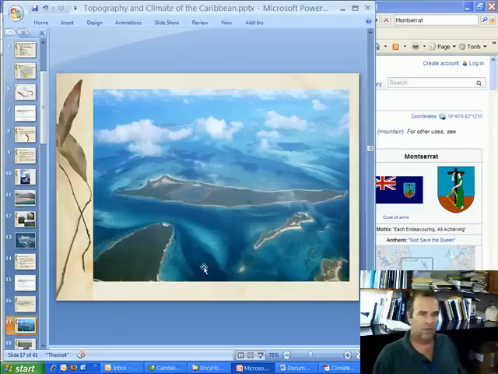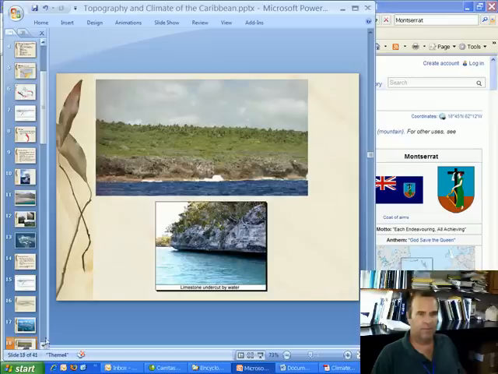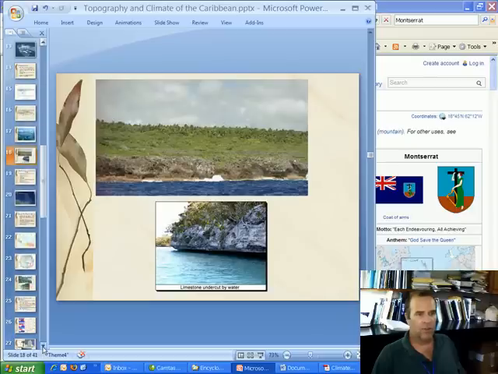These are some pictures of limestone islands. As you can see, they're largely flat. I think this is in the Bahamas. Okay, so largely flat with lots of terraces. Okay, and they're built by coral reefs offshore, building up the limestone.